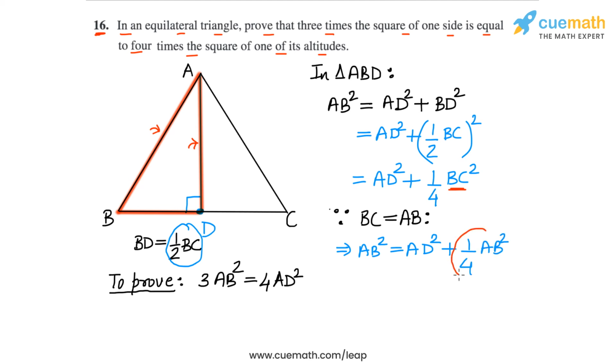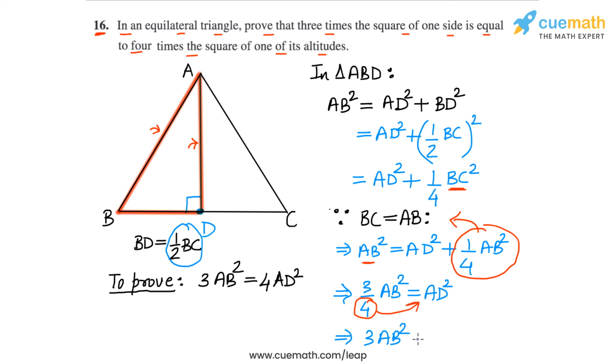So we should take this term 1/4 of AB square and bring it to the left side, subtract it from AB square. So this will give us on the left side AB square minus 1/4 of AB square. So that will be 3/4 of AB square on the left side, and on the right side we will have AD square. And now we can simply cross multiply this 4 on the right side, and that will give us 3 times AB square is equal to 4 times AD square.